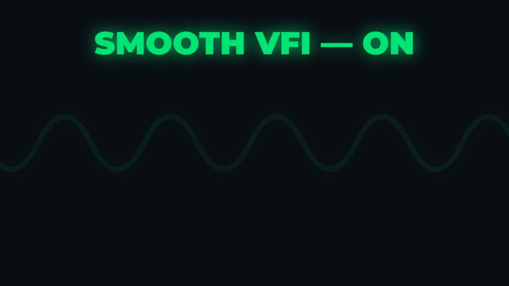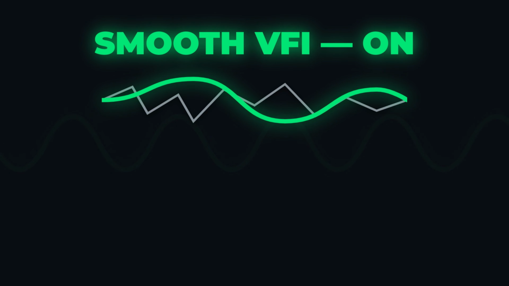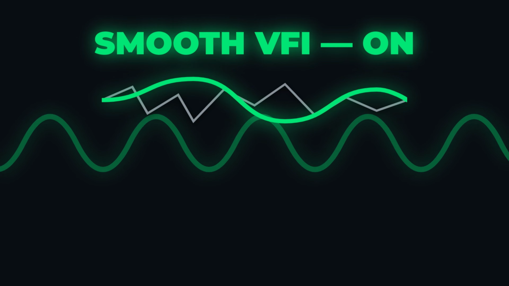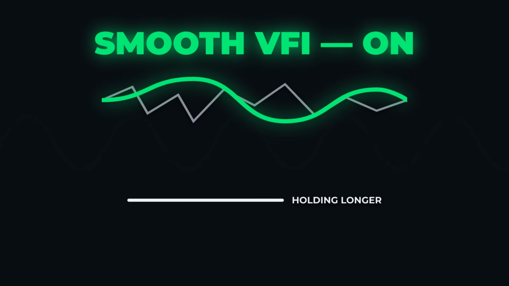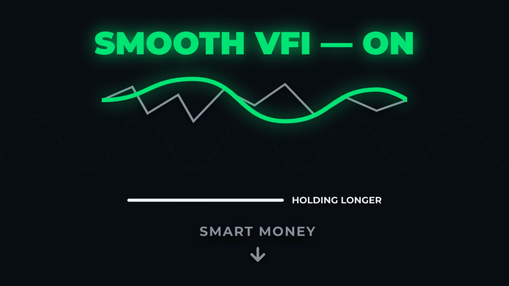And here's where I actually turn the smooth VFI on. On this time frame, I want the line itself to be smooth, not just signal, because you guys are holding trades longer and you don't want to get faked out by a single loud candle, especially if that's the smart money trying to do a liquidity grab there. Then what I want you guys to do is show the histogram still on, and that's going to be my personal preference for the 15-minute chart.